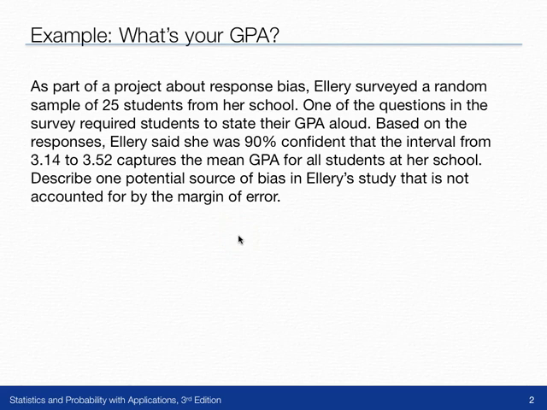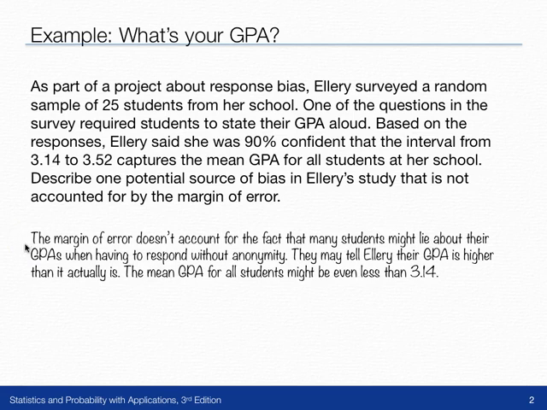We want to know if there could be a potential source of bias in Ellery's study that is not accounted for by the margin of error. So what the margin of error accounts for is sampling variability. But if there was some bias in the way the survey was collecting responses, then it's possible that this interval doesn't even contain the true mean.